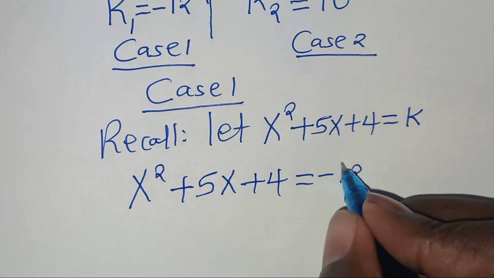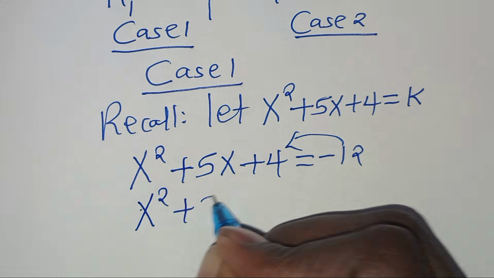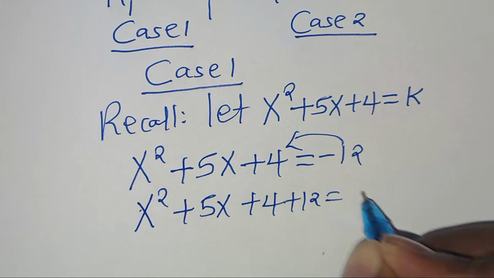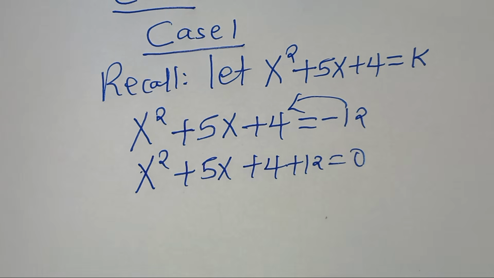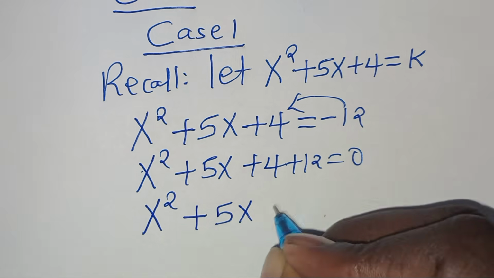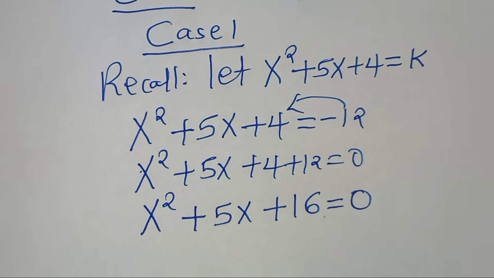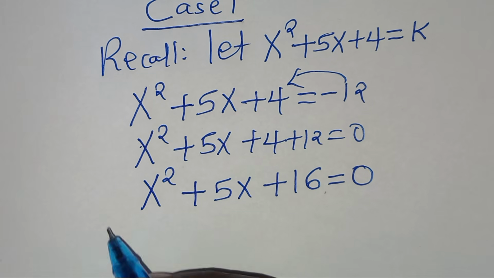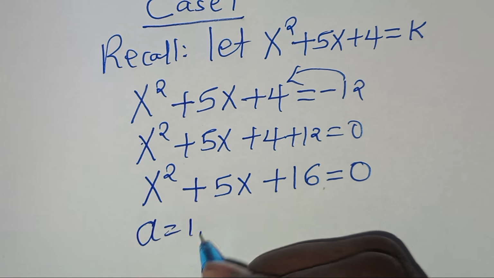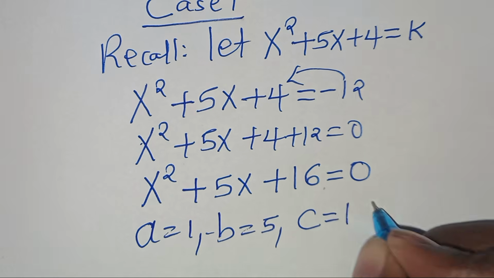Now let's take negative 12 to the left hand side, so that we have x to the power of 2 plus 5x plus 4 plus 12 equal to 0. So this is x squared plus 5x plus 16 equal to 0. Now this is a quadratic equation, where a is equal to 1, b is equal to 5, and c is equal to 16.